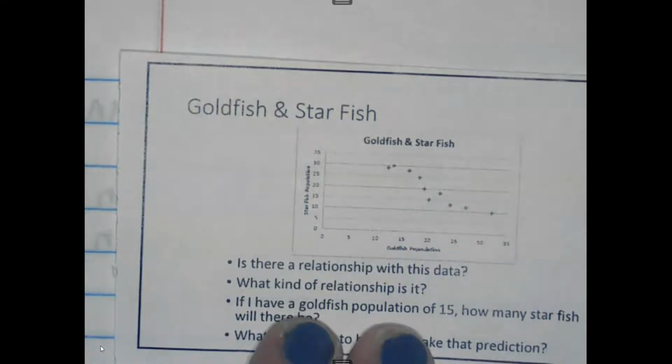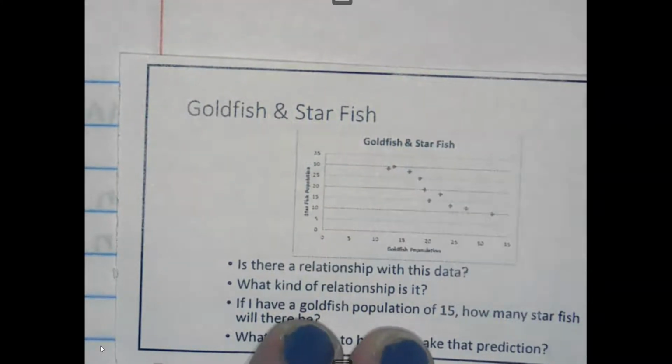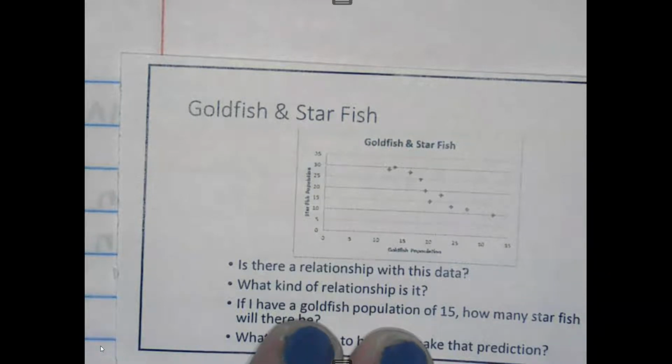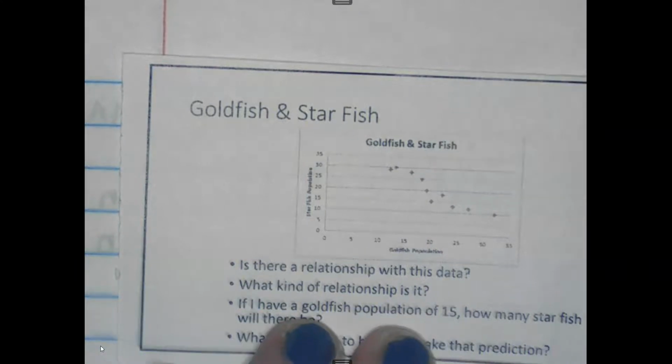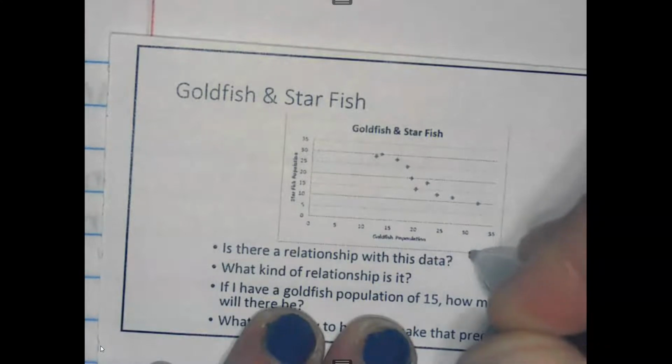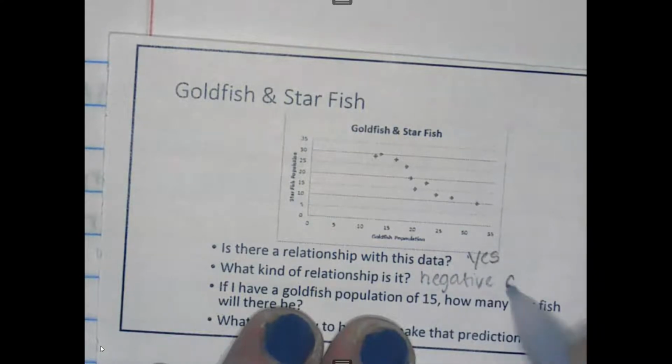So our second question you need to write is, what kind of relationship is it? And we're going to say that it has a negative association. So I'm going to say, yes, there is a relationship, and I'm going to say a negative association or correlation.